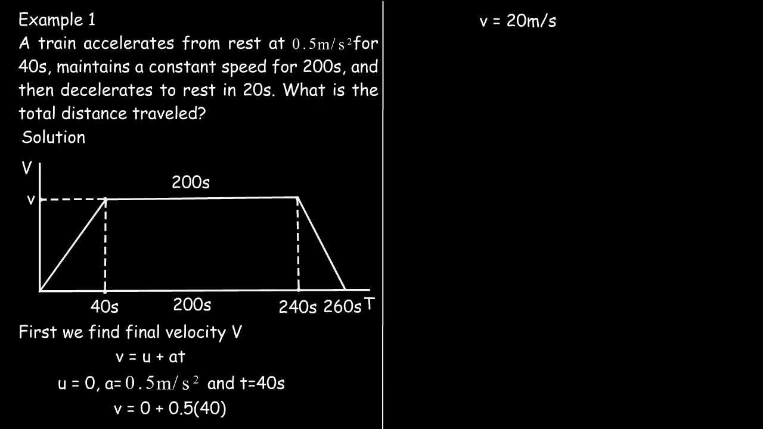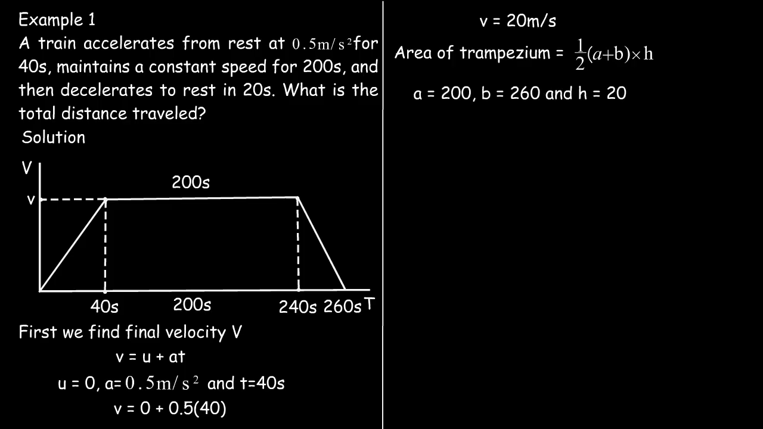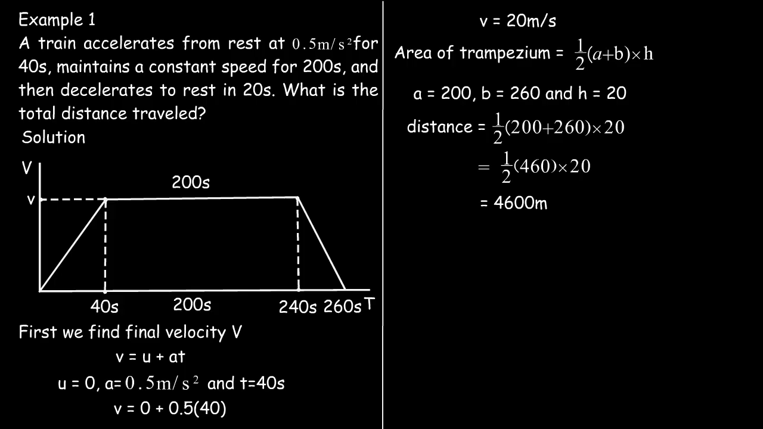Now the next part is to look for our distance, and as we know, the area of the trapezium will be our distance, which is 1/2 (a plus b) times h. From our plot, our a is equal to 200, our b is equal to 260, that's the entire time, and our h will be the velocity, or our final velocity, which is 20. Substituting this, our distance will be equal to 1/2 (200 plus 260) times 20, which will be equal to 1/2 (460) times 20, which will be equal to 4,600 meters.